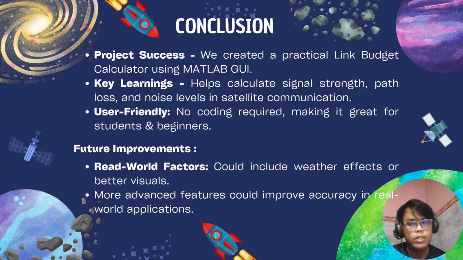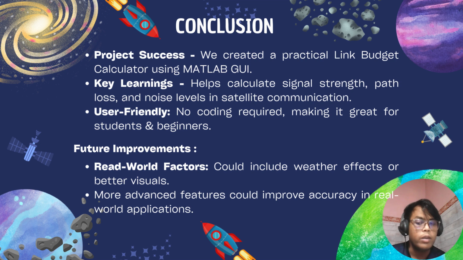Now for the conclusion. To wrap up, this project successfully created a link budget calculator using the MATLAB GUI. This tool calculates key communication values like the signal strength, path loss, and noise level. It helps users see how changing things like distance or antenna power affects the satellite link. The GUI is user-friendly, with no coding needed, which makes it great for students and beginners.